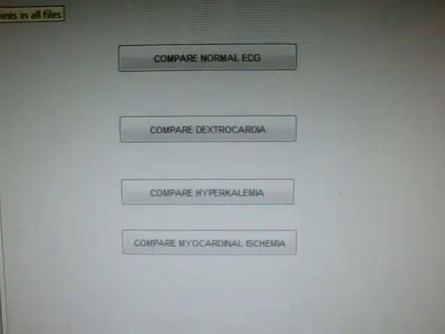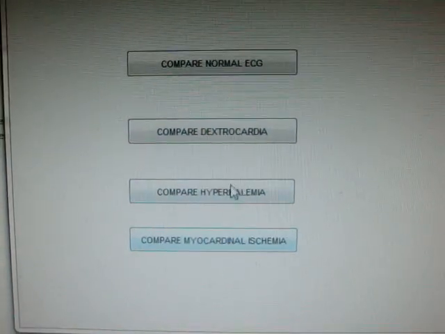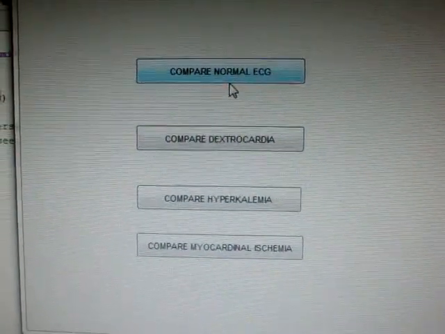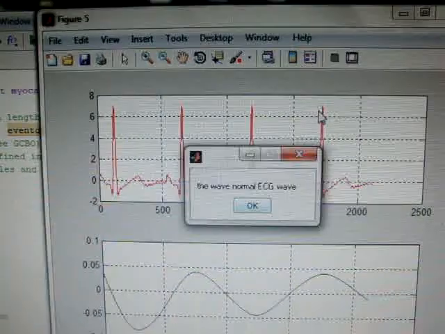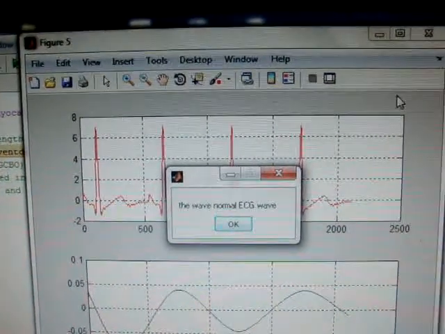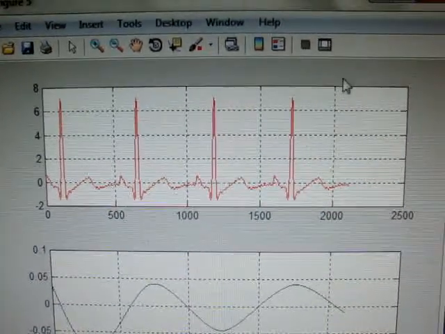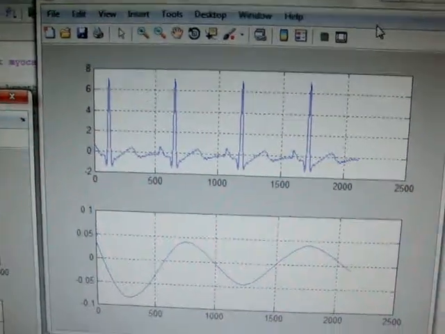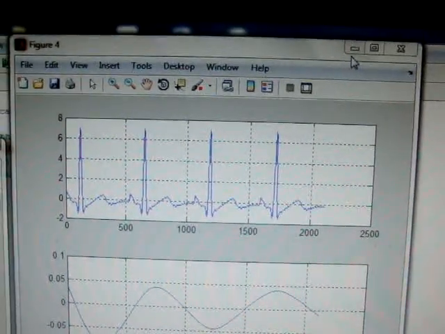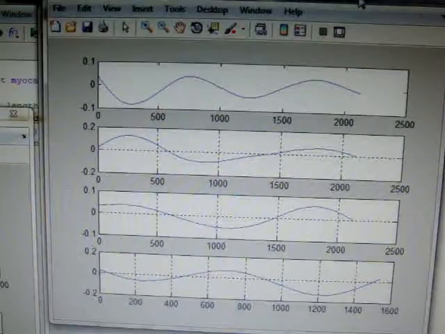The algorithm of the 4 buttons is one and the same. The only difference is we change the inputs. For example, compare normal ECG. This is the output of the program. As you can see here, this is the input to the MATLAB system. And this is the wavelets of the respective database.